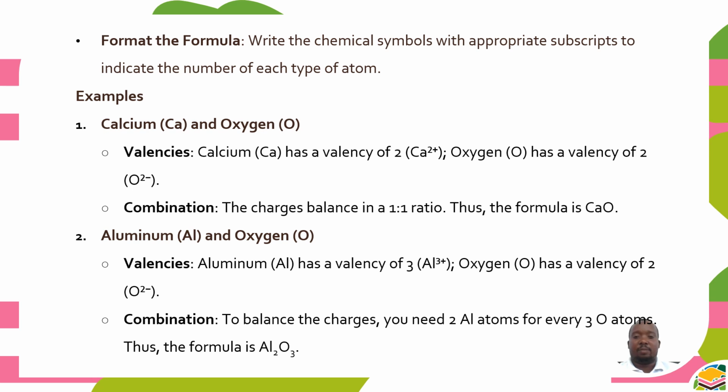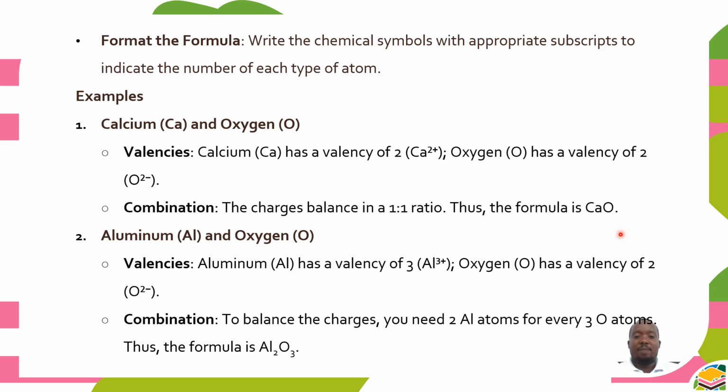Then you have to format the formula. Write the chemical symbols with appropriate subscripts to indicate the number of each type of atom. So calcium and oxygen. Valences for calcium, it has a valence of 2. For oxygen, it has a valence of 2. So again, you see there the ratio is 1 to 1. If you have 2 calcium, you need 2 oxygen. If you have 1 calcium, you need 1 oxygen. If you have 3 calcium, you need 3 oxygen. So let us go for the simplest ratio, which is 1 to 1. So the formula here is calcium oxide, CaO. Here we're just writing and we're not naming. Naming will come in the other lessons.